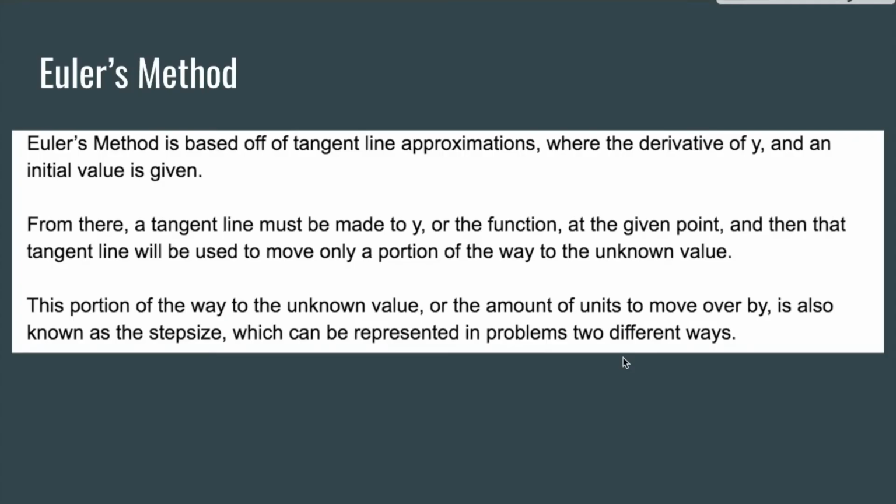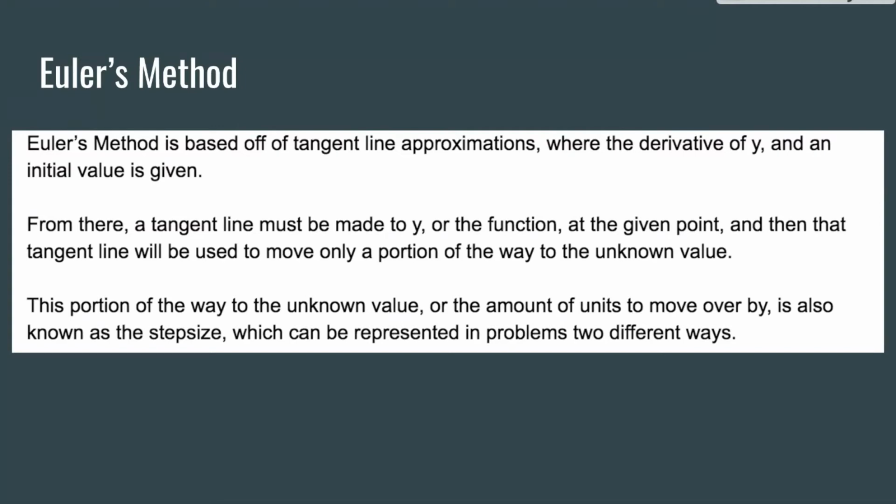The next topic we're going to talk about is Euler's method. So what exactly is Euler's method and why do we use it? Euler's method is based off of tangent line approximations, where the derivative of y and an initial value is given. From there, a tangent line must be made to y, or the function, at the given point, and then that tangent line will be used to move only a portion of the way to the unknown value, or the step size. The step size is also known as the amount of units to move over by, which can be represented in problems in two different ways.